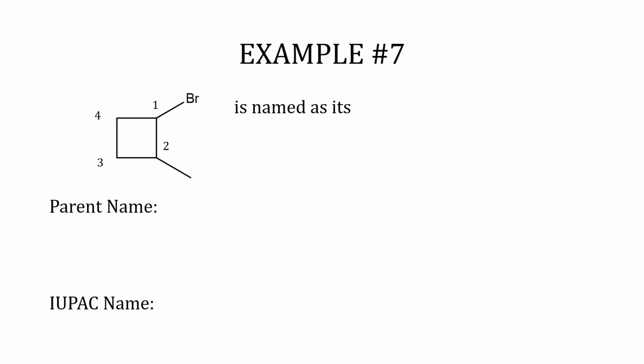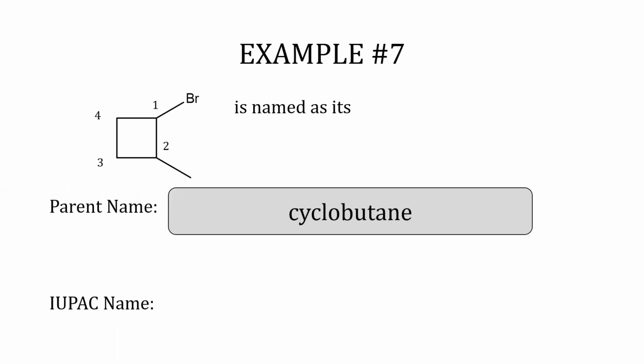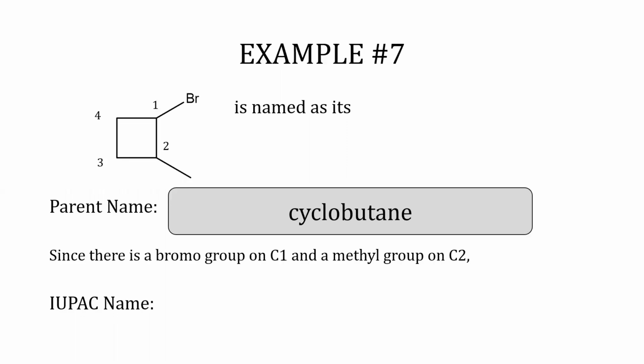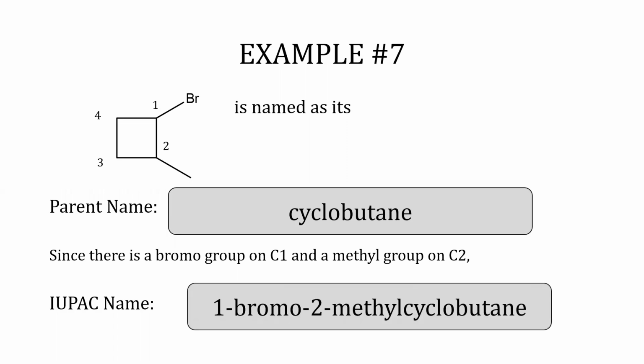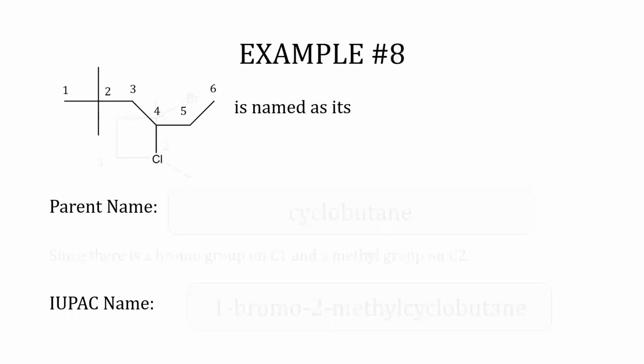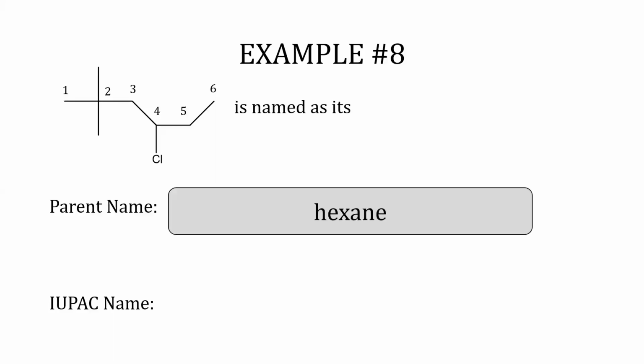In example 7, there is a 4-carbon cyclic alkane, so its parent name is cyclobutane. There is a bromo group on carbon 1 and a methyl group on carbon 2, so the IUPAC name is 1-bromo-2-methylcyclobutane. In example 8, the parent chain is 6 carbons long, so its parent name is hexane.